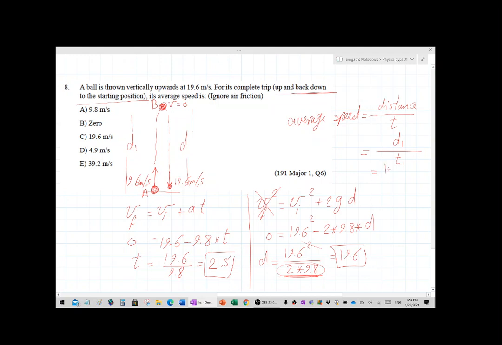So we need to divide d over t. D over t is 19.6 divided by 2 seconds. It gives us 9.8 meter per second. So this is the average speed of the object. If you do that for the whole distance, you need to say that the distance is 2 times d, but also the time will be 2 times t, so the result at the end will also be the same.